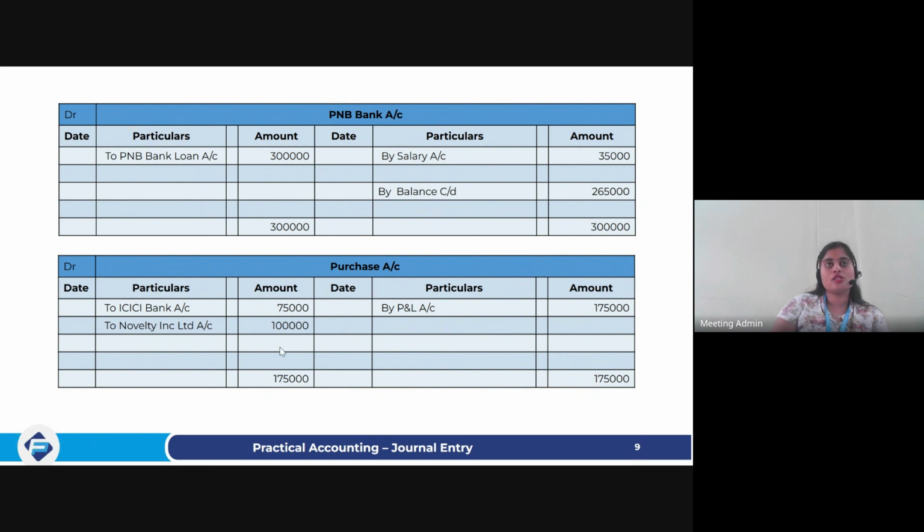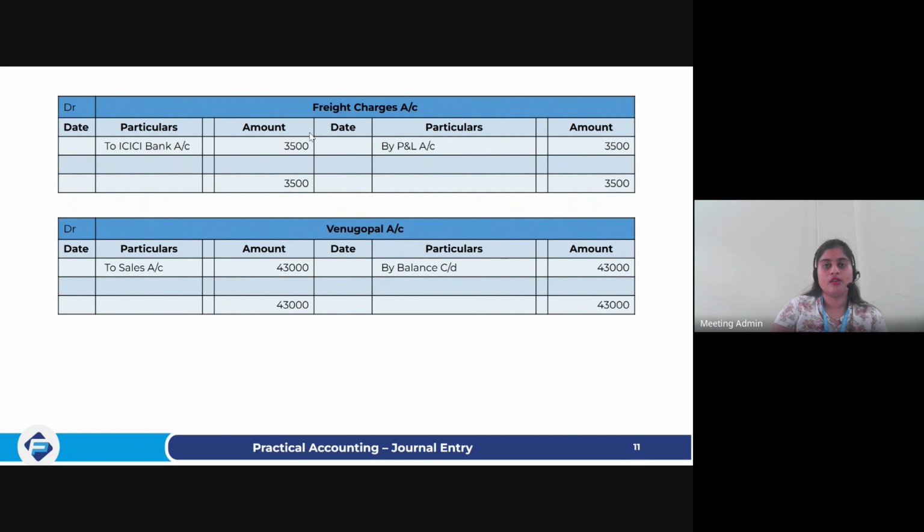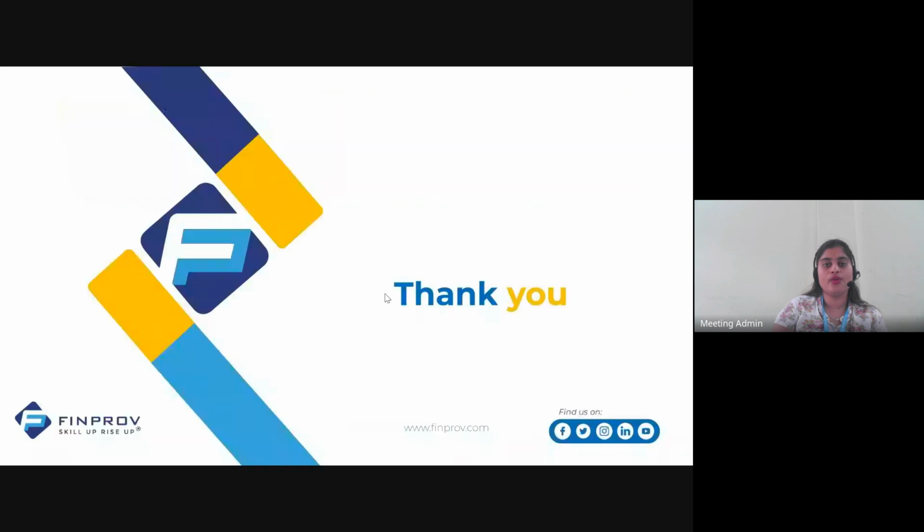If you purchase a particular product, you convert the raw material into finished goods and again you sell it. Am I right? Those items you're going to carry to the profit and loss account. Here also you can see salary, which you carry forward, and sales also, and freight charges also. So this is how it works.